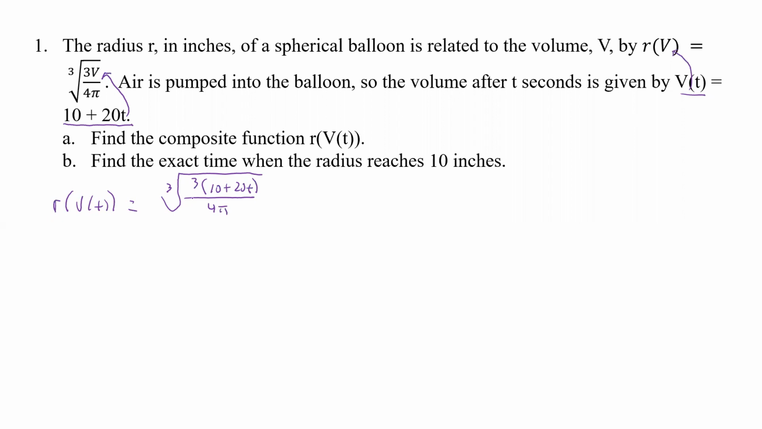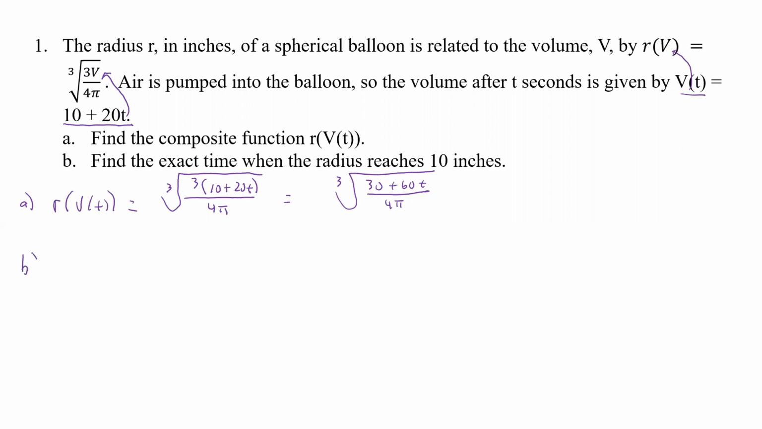All right. Now, do we need to multiply that out? You could, and distribute it. But again, if you left it like this, that would give you more of a feel of how it originally relates to each function on each piece here. And so that's what I would use for part A. Again, you could distribute, and if we did that, that would be the cubed root of (30 plus 60t) over 4 pi. But we don't have to. We can leave it as that.